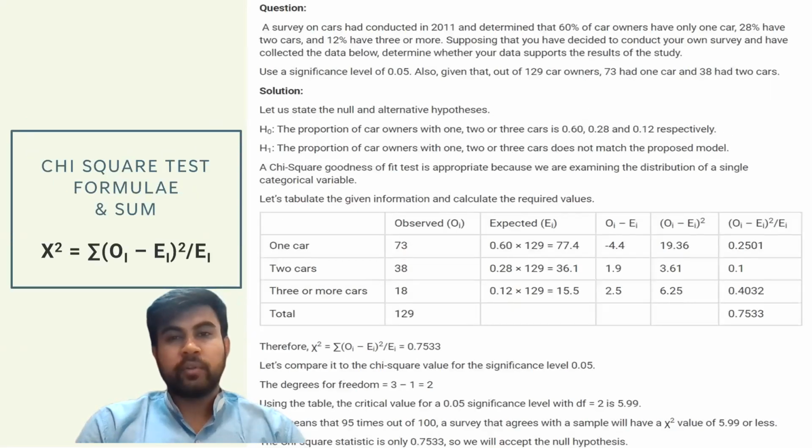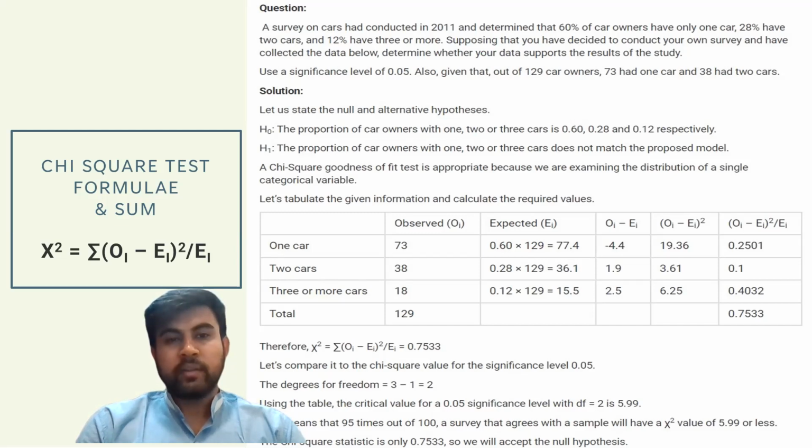Here is a sum solved through the chi-square test formula. The chi-square formula is χ² equals the summation of (observed minus expected) whole squared upon expected. Here, a survey has been taken to determine that 60% of car owners have only one car, 28% have two cars, and 12% have three cars or more. Supposing that we have decided to conduct our own survey and the data has been collected, the significance level of 0.05 has been taken. Given that there are 129 car owners, 73 had one car, 38 had two cars. Let us find out the solution.